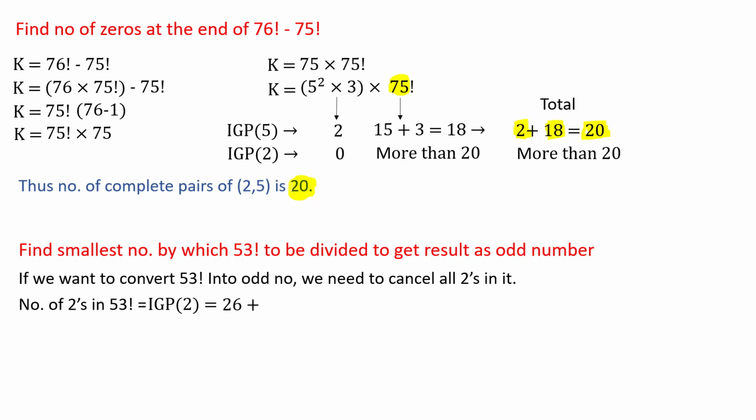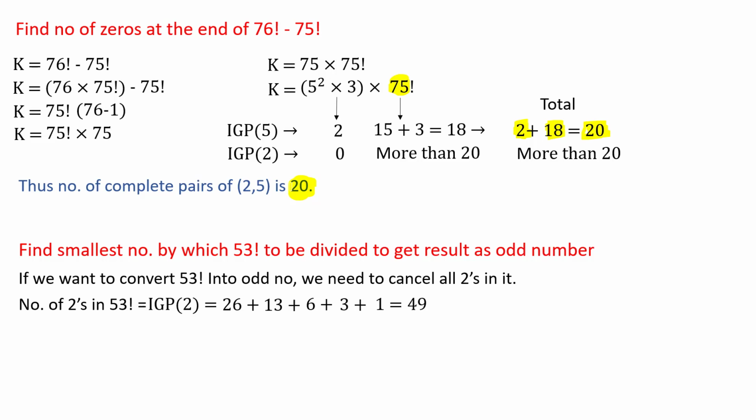Divide 53 by 2, the quotient is how much? 26. Divide 26 by 2, the quotient is 13. Divide 13 by 2, the quotient is 6. Divide 6 by 2, the quotient is 3. Divide 3 by 2, the quotient is 1. Divide 1 by 2, the quotient is 0. So we need to stop here and add all these quotients. This addition is going to be how much? This addition is going to be 49.